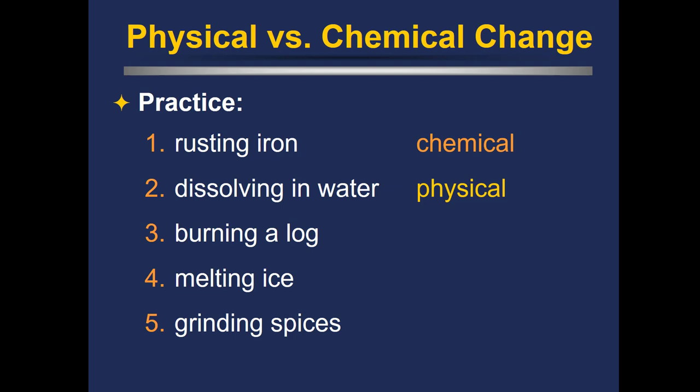Burning a log, will I get a new product? Yes, I will get ashes and smoke and probably some gases released that are really smelly. So this is a chemical change. Melting ice, this is a phase change. So I still have H2O. I just went from frozen H2O to liquid H2O. And grinding spices. Again, do we have something new or is this something that we can still call by the same name? I would start with my whole spices. At the end, I would have smaller spices. So this is just a physical change.